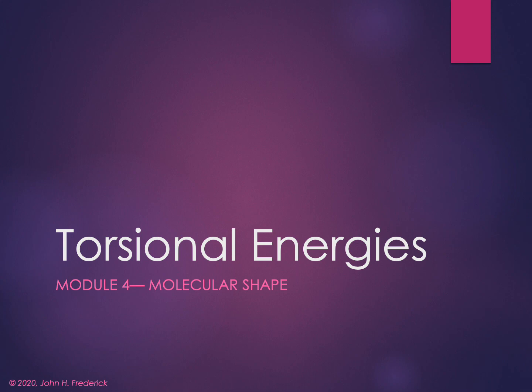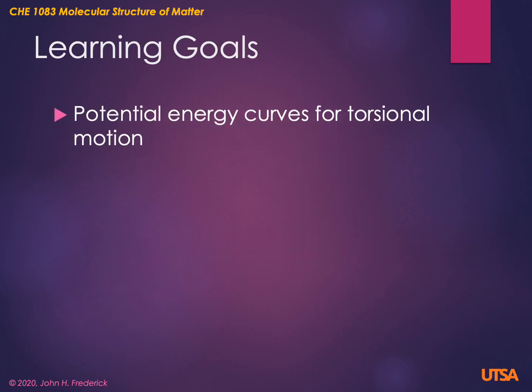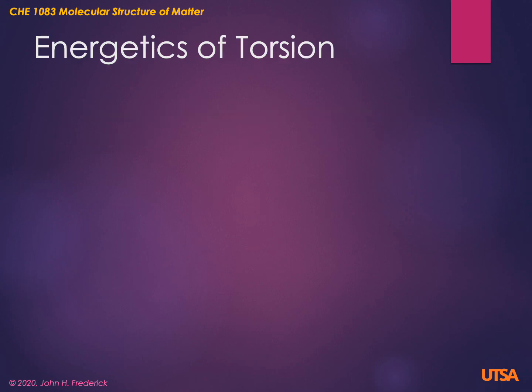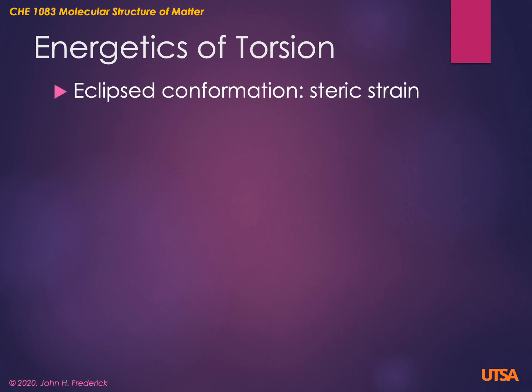We're now going to apply what we've learned about steric strain and about how torsional conformations help to relieve that strain to understand something about the energies associated with that relief. Our learning goals for this will be to develop potential energy curves that tell us something about that torsional motion in larger molecules. To begin, let's consider once again what happens when we have an eclipsed conformation that involves steric strain.